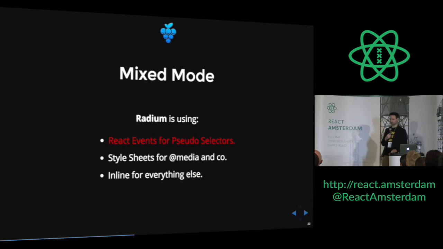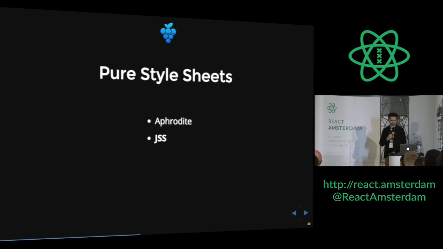Mixed mode is, for example, Radium. It uses React events to simulate pseudo selectors. It uses style sheets for media and others, and it uses inline style for everything else. It's a kind of nice library, but it uses lots of complicated techniques. It's not obvious how to debug it once you get a problem. It's a bunch of complicated code to make it run.